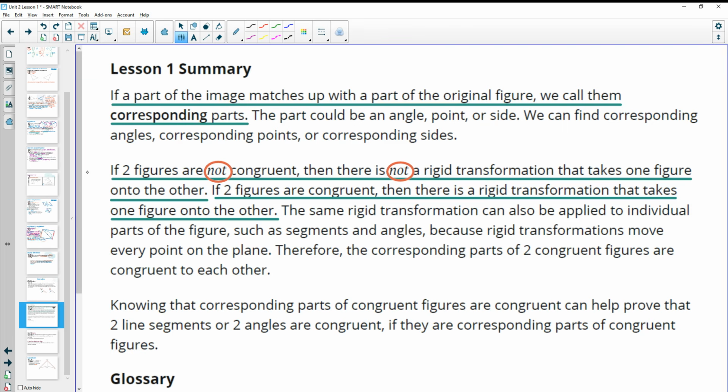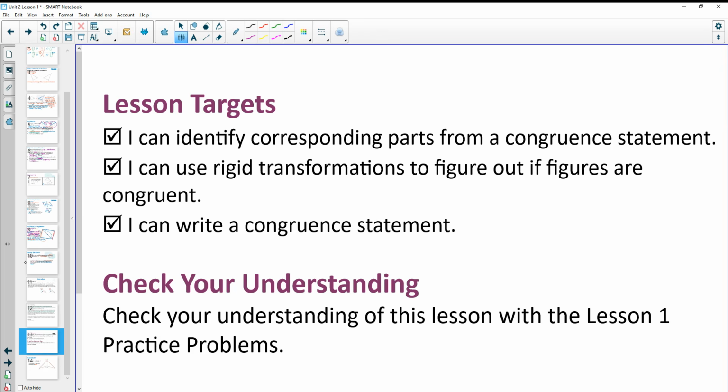So then you can underline this stuff in your summary if you want to. It gives you the definition of corresponding and talks about how if two figures are not congruent, then there's not a rigid motion that takes one onto the other. But if there is a rigid motion that takes it on, then they are congruent. So hopefully after this lesson, you can identify corresponding parts from a congruent statement.